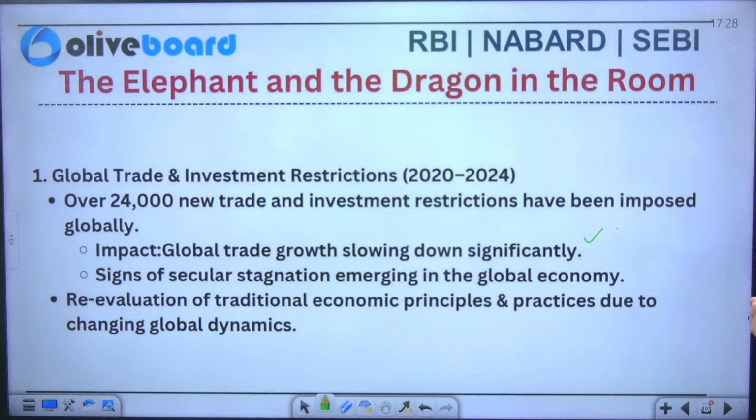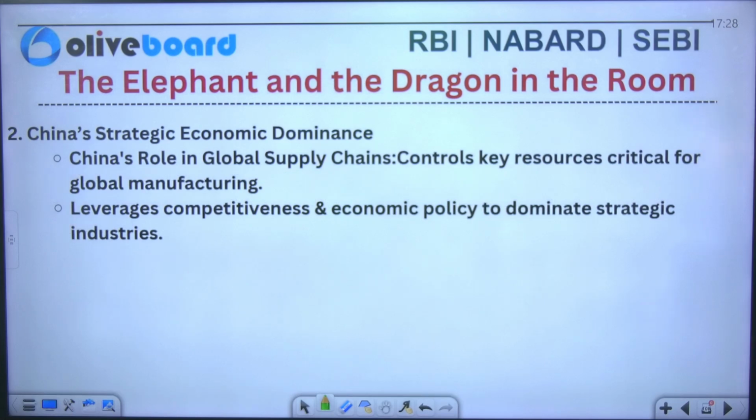Signs of secular stagnation emerging in the global economy can also be seen, and revaluation of the traditional economic principles and practices due to the changing global dynamics. Now China's strategic economic dominance. Now we talked about global supply chains. Okay, what is China's role?